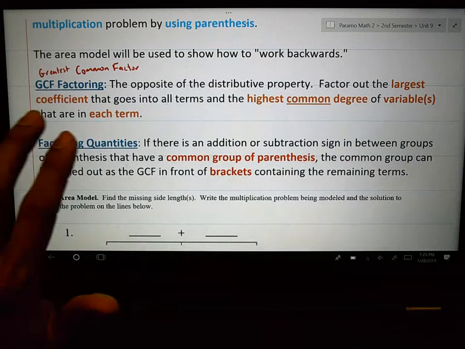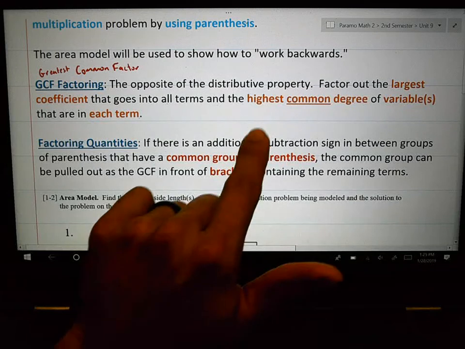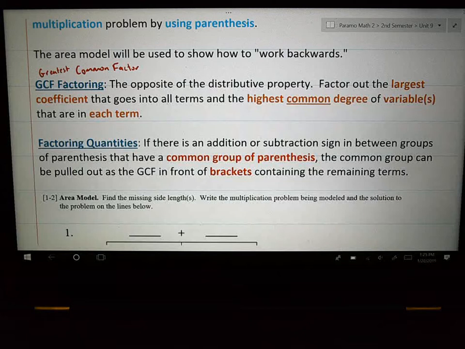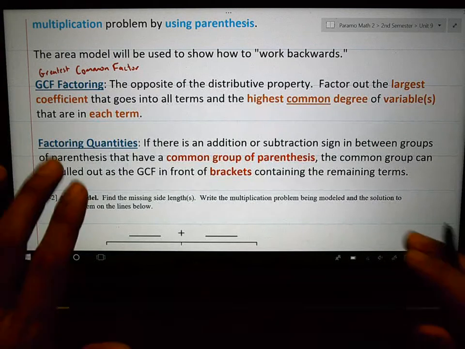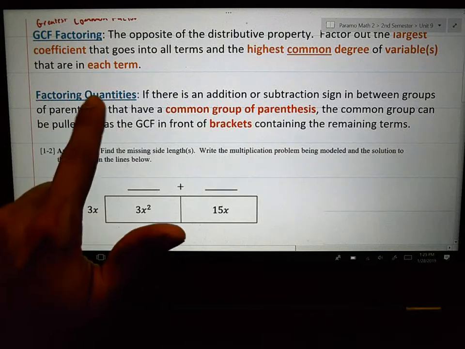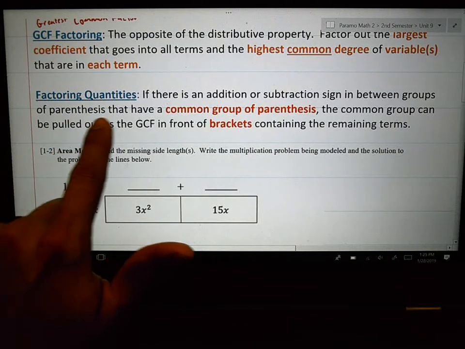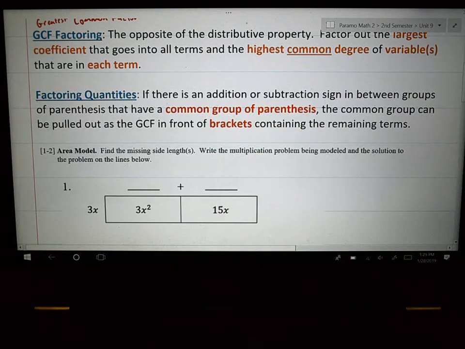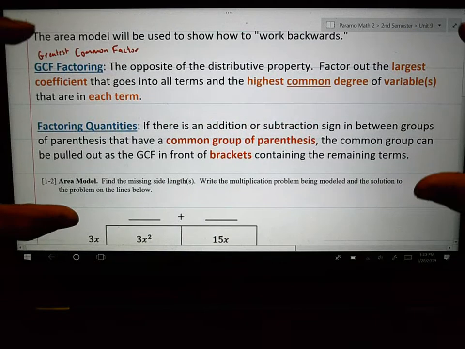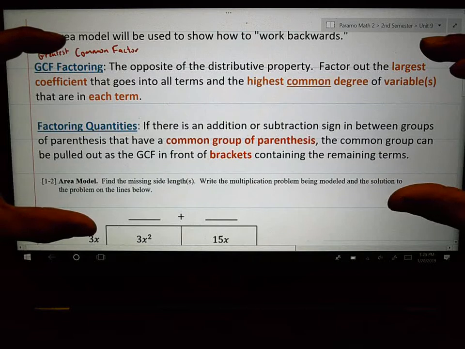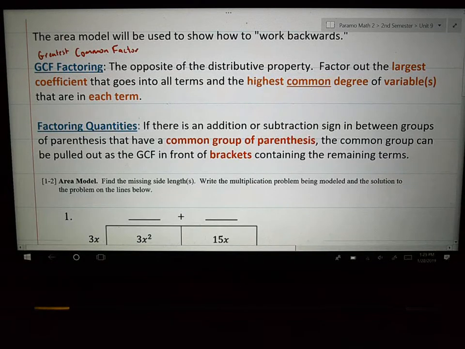We're going to factor out the largest coefficient that goes into all terms and the highest common degree, meaning it's in every single term. When we factor quantities, if there's an addition or subtraction sign in between groups of parentheses, that's a quantity. We're looking for a common group of parentheses as the GCF, and we're going to use brackets for that as well. So, didn't write down a lot for this, but I want you to see how it's done and how it's used. I think you'll understand a whole lot more as we do examples.